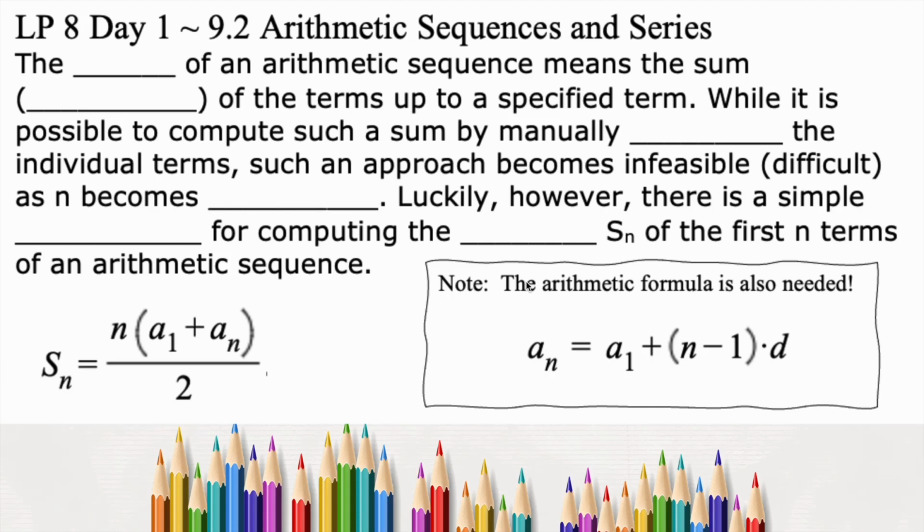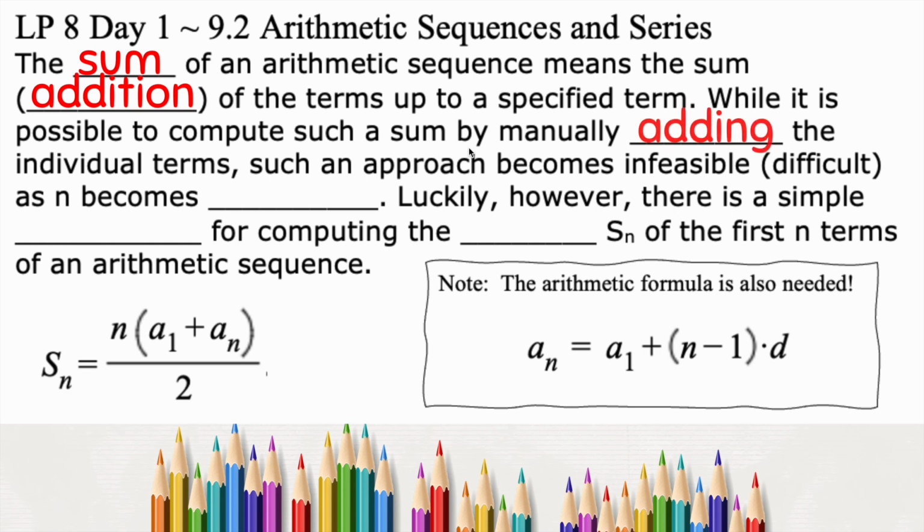So in this video, we're going to continue to look at arithmetic sequences, but now we're going to look at how to write not only the formula for it, which we kind of looked at in the previous video, but now we're going to look at it a little bit more, and we're also going to look at how to find the sum. So the sum of an arithmetic sequence means the sum or addition of the terms up to a specified term. So it'll tell you how far to go, the 100th term, and you want to add all of those together. What's the sum of all of those numbers in the sequence?